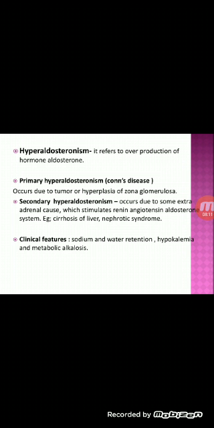So in hyperaldosteronism, the hormone aldosterone is produced in excess, so there will be sodium and water retention. There is increased excretion of potassium and the blood potassium is reduced, so you will have hypokalemia.